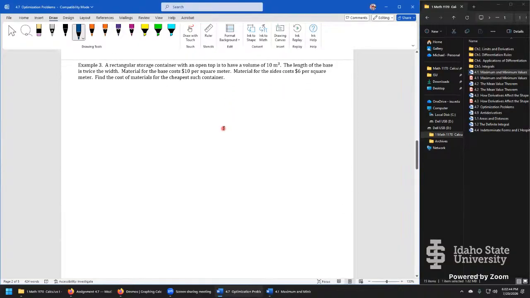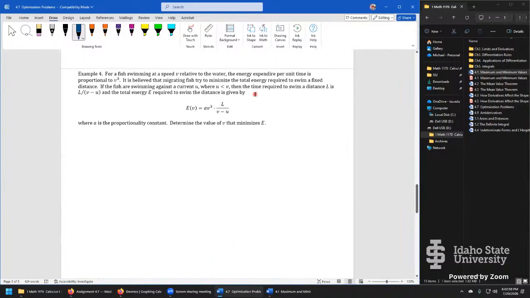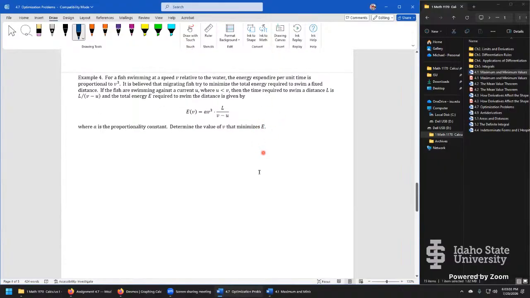Next, this one looks like it has something to do with business. We're going to try to optimize the cost of materials for some interesting container that has these design choices and cost of materials. And this will be our last example for the day. This one looks like it's biology. We're going to look into how a fish minimizes its energy expenditure depending on the length that it has to migrate to some new habitat.